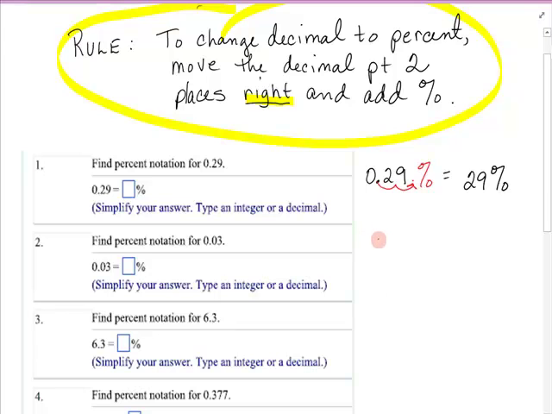All right, let's look at the next one. We have the decimal number 0.03. To change it to a percent, we go 1, 2 to the right, add a percent sign. That becomes 3%.